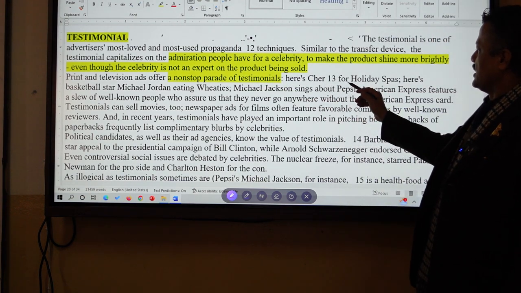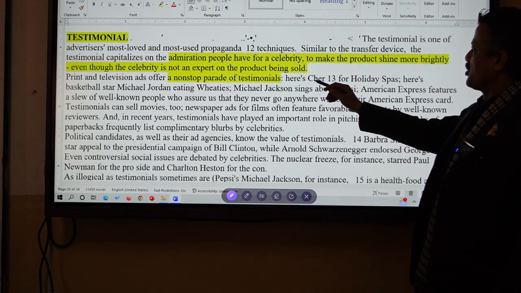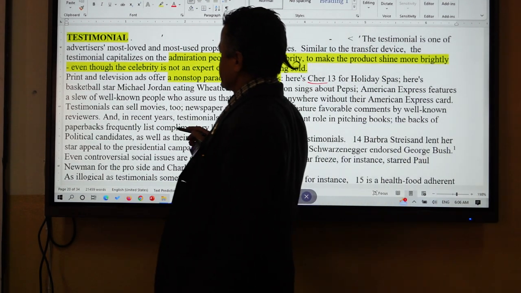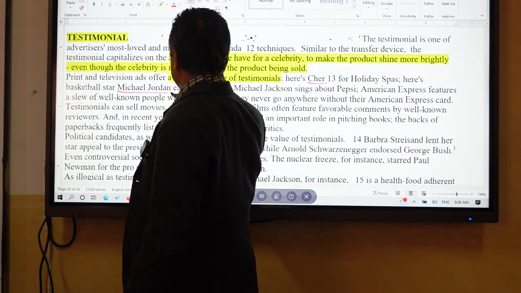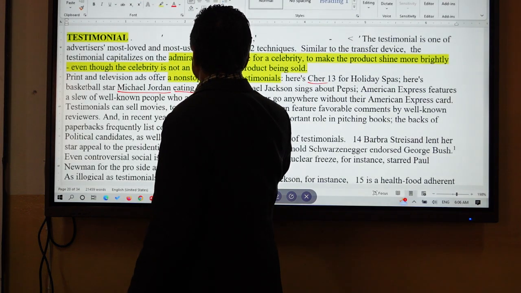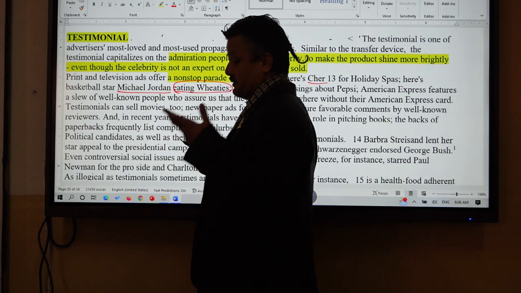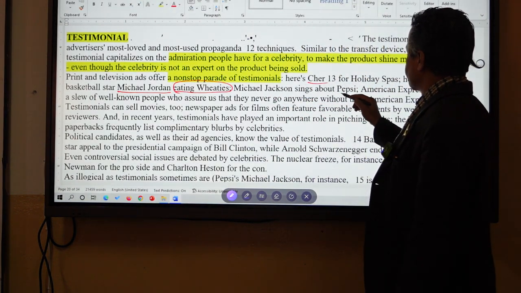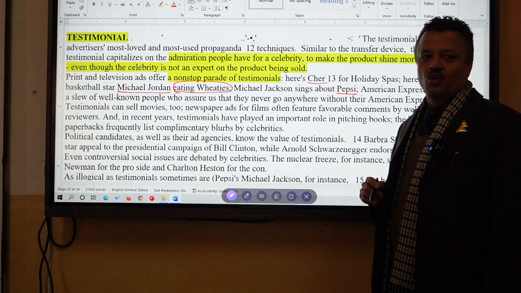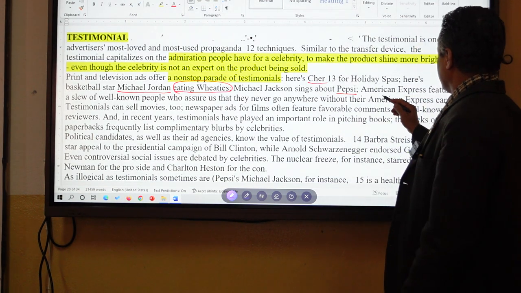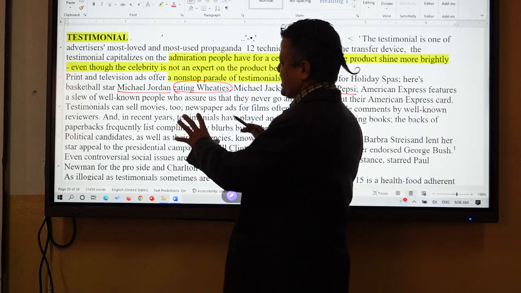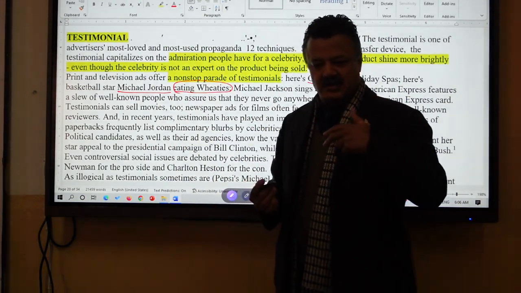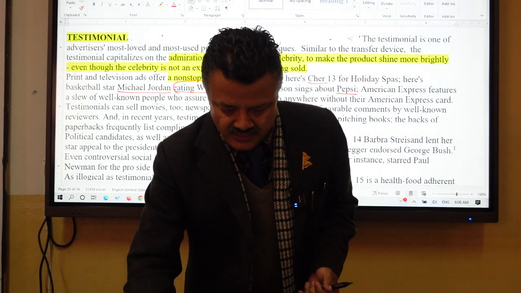Here is, I don't know how to pronounce it, Holiday Spas, okay. Here is basketball star Michael Jordan eating Wheaties, right, advertising good food. Michael Jackson singing Pepsi, whereas we know that all cold drinks are harmful, right. American Express, I won't read this section because all these are American examples, right? Leave them and bring Nepali examples and understand the Nepali context.